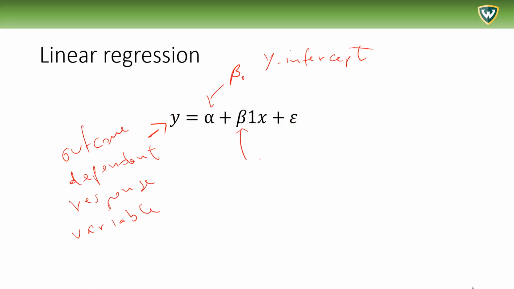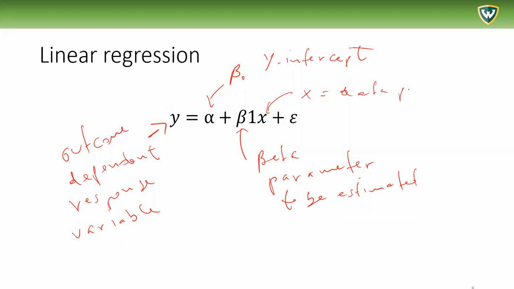This b here is beta, and it's the parameter to be estimated to determine the value of the outcome variable. Parameter to be estimated from the data. And x is the data point. And then the epsilon is the error term.